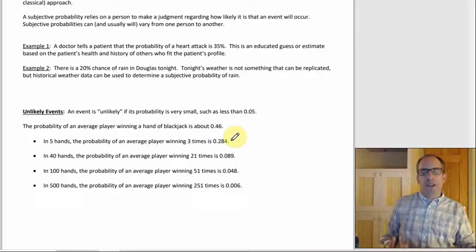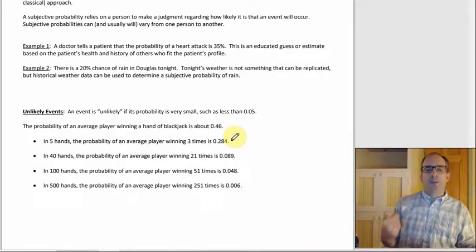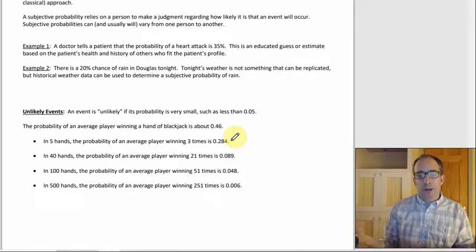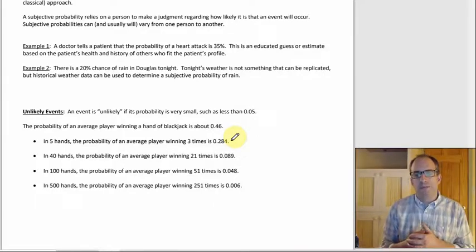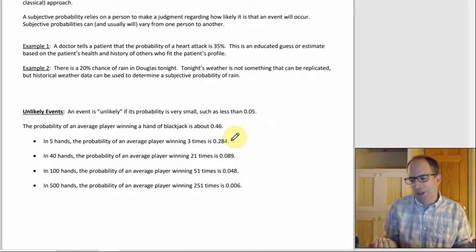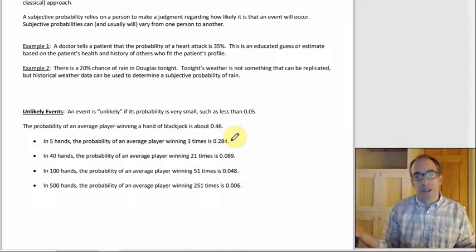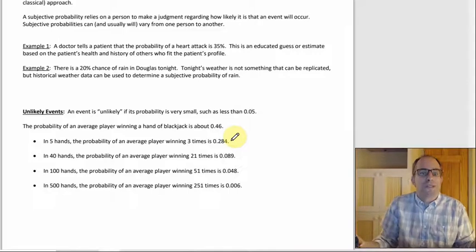So that's really not that weird, right? That's saying that if you played 5 hands of blackjack and the probability of you winning one individual hand was 0.46 and it always stayed 0.46, then winning 3 times in 5 hands happens about 28% of the time. You go, all right. That's not going to happen all the time, but that's not that weird. That wouldn't raise suspicions, right?